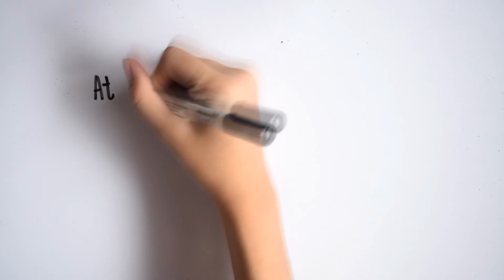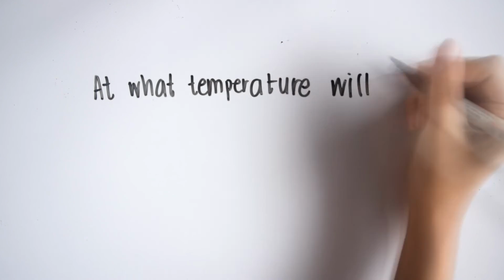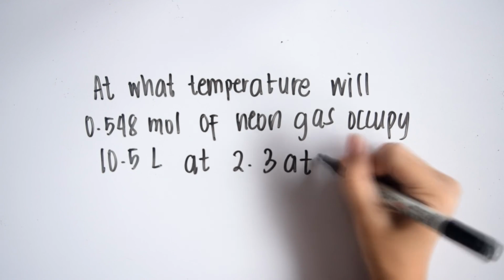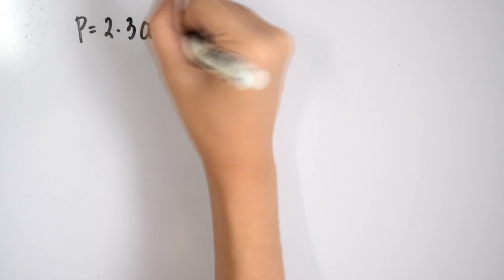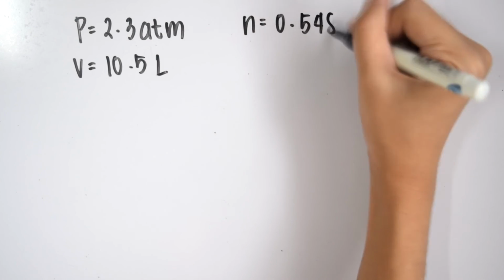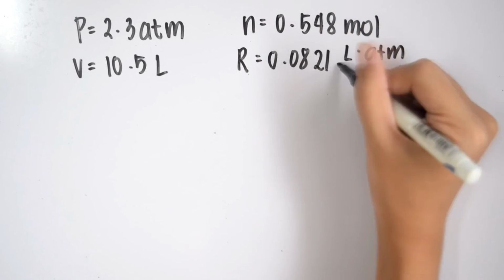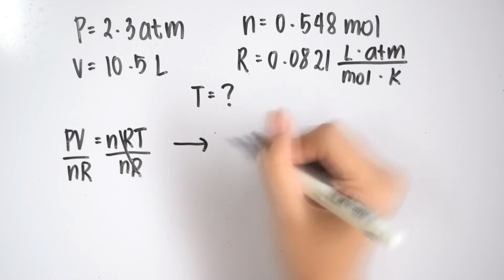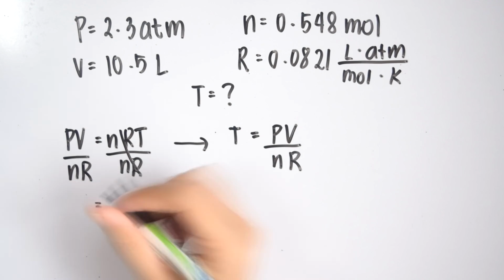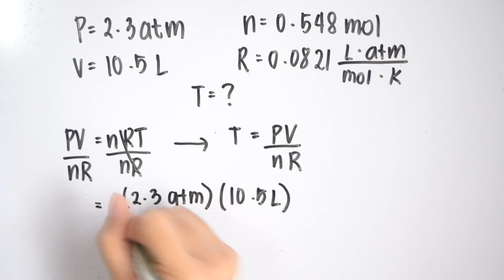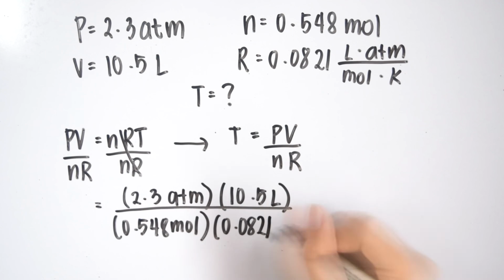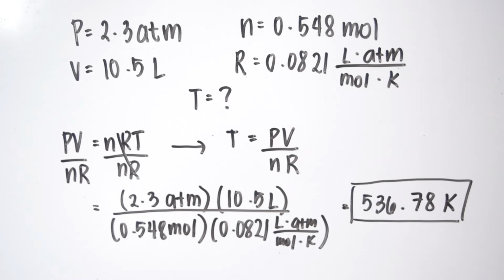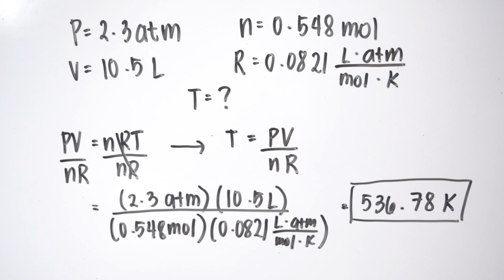Now, an example of the ideal gas law. At what temperature will 0.548 moles of neon gas occupy 10.5 liters at 2.3 atmosphere? Let us analyze the problem. So, substitute the given into the formula: 2.3 atm times 10.5 liters over 0.548 moles times 0.0821 liters atmosphere over moles Kelvin. Simplify the equation and we will get the answer, 536.78 Kelvin.